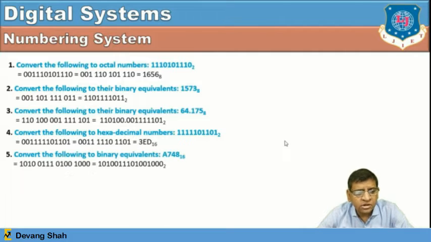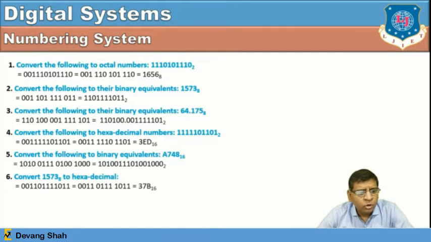Likewise, you can convert this particular hexadecimal number, example number 5, A748, into its binary equivalent. Right, again each digit is represented by 4 bits in the binary numbering system, so you can convert likewise. So go through all the following examples. Like example number 6, convert that particular octal number into hexadecimal number.